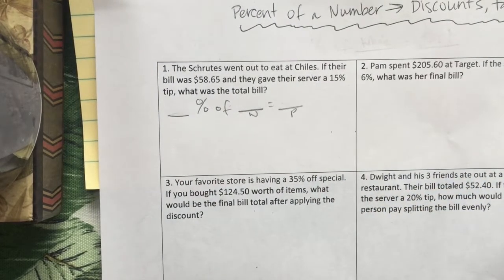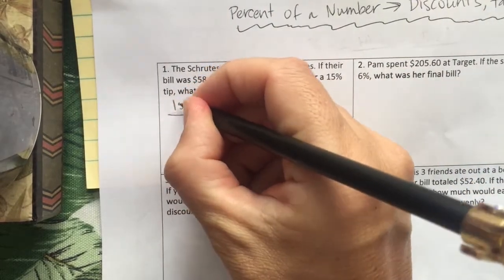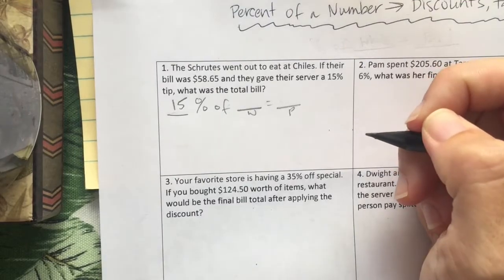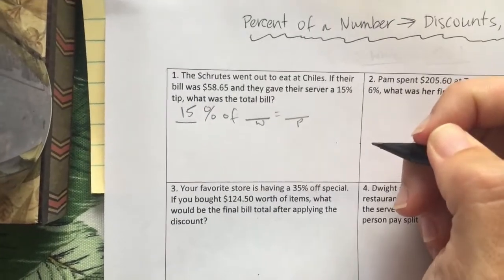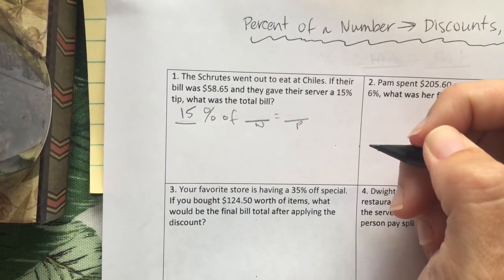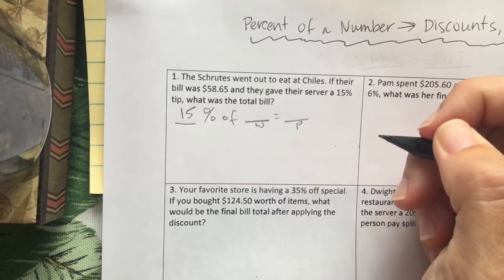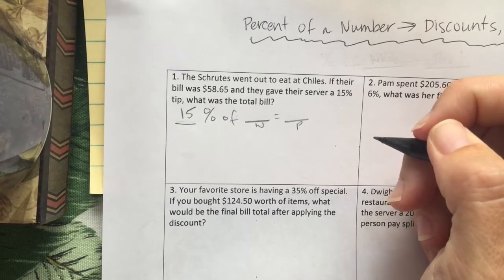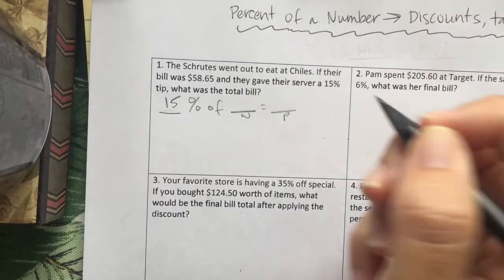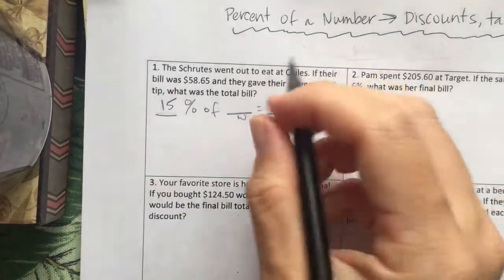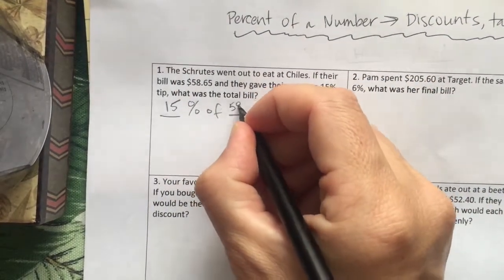So the percent would obviously be 15, right? That's the only percentage we have to work with. The whole in this case would be, what is their original amount? What is their original price? It would be the $58.65, right? So we're going to put that here.